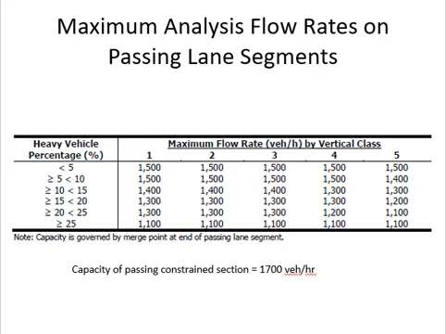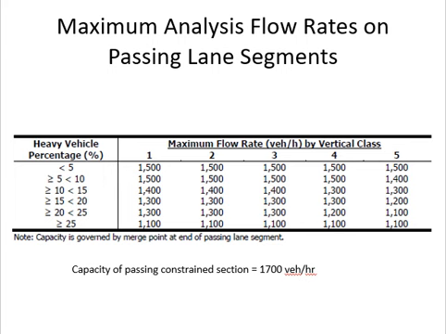Maximum flow rates on a passing lane. If you have segments which have passing lanes, then this is the maximum flow rate you can have. This is the percentage of heavy vehicles. We know that. These are the flow rates. This is what they call the vertical class. Right now, these are just codes. We don't know what 1 means, what 2 means, what 3 means. This is a code given according to the terrain of the road.